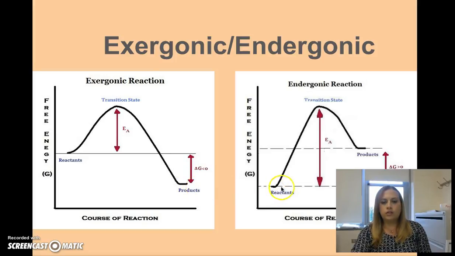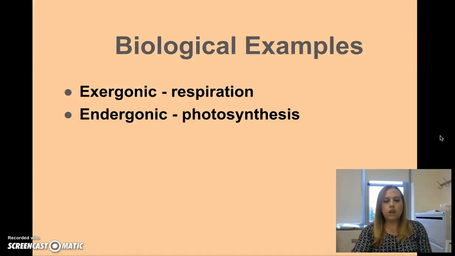Then with this endergonic reaction, you can see the reactants have low free energy, the activation energy is much higher, and then the products have more energy than the reactants do. So energy was added to the system for the reaction to take place. We're going to focus on two main examples in this unit. So the main exergonic reaction is going to be respiration, and then endergonic will be photosynthesis. And so that's like the rest of the unit, that's what we're going to be talking about.